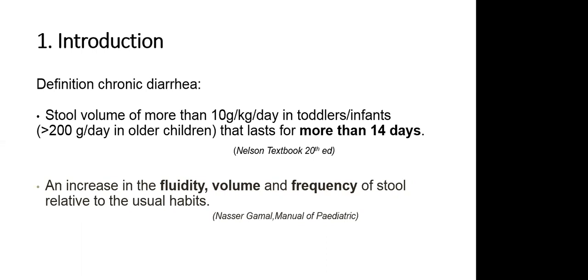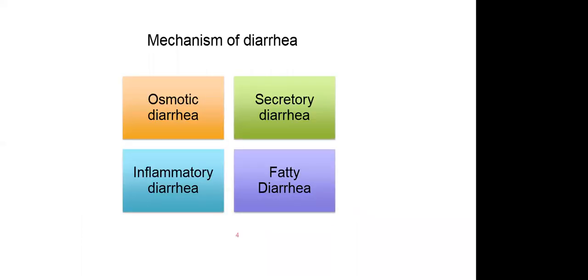Mind you, that is just a definition of diarrhea. Certain sources state that chronic diarrhea is more than 4 weeks, and more than 2 weeks is considered persistent diarrhea. But based on Nelson, which I took from, more than 2 weeks is considered chronic diarrhea. Certain books say it is more than 4 weeks. Just to highlight that. So chronic diarrhea is more than 14 days.